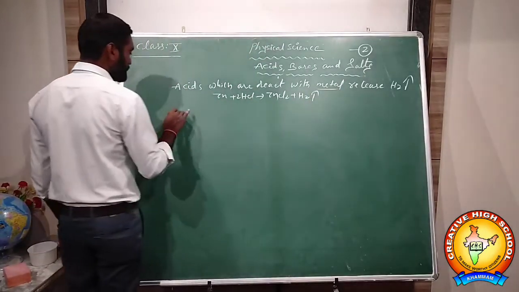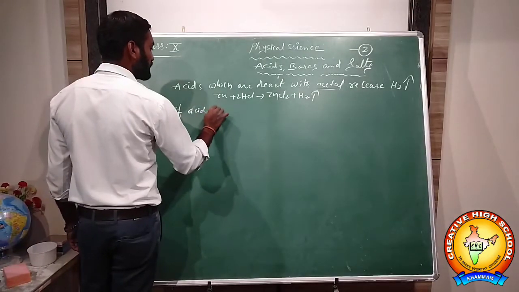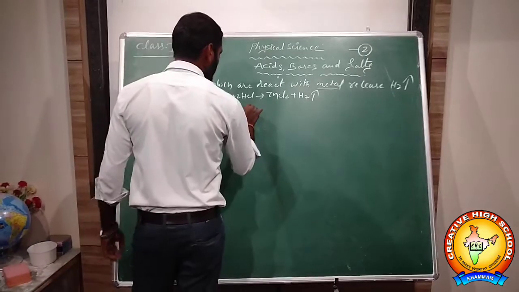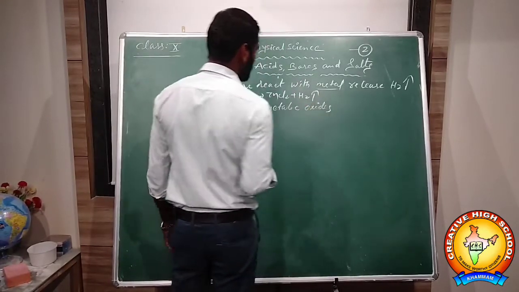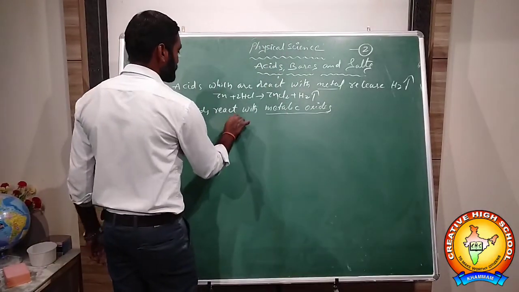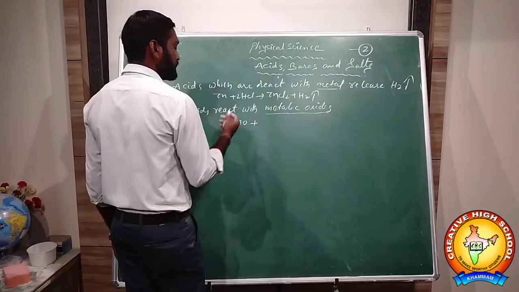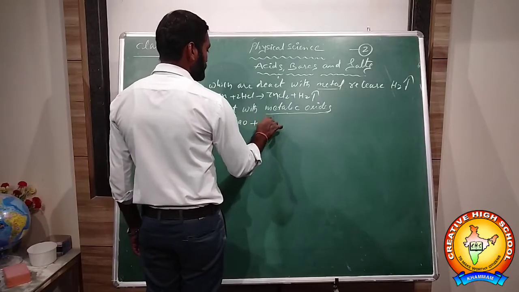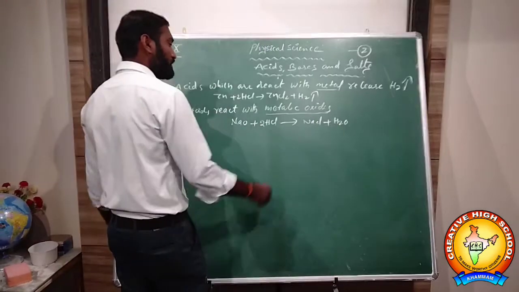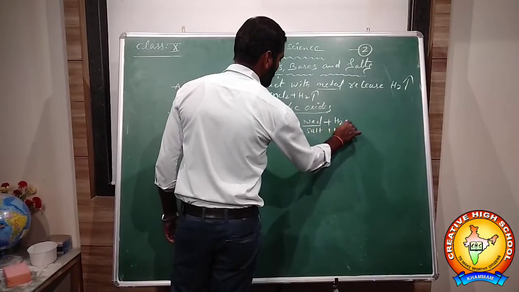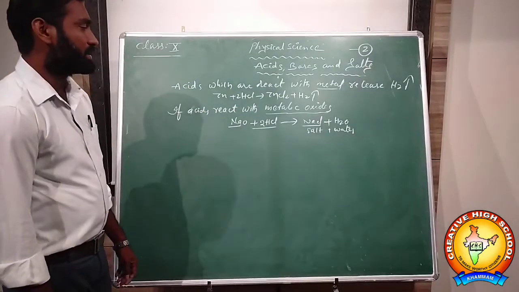So what will happen if acids react with metallic oxides? Take metallic oxides like sodium oxide, Na2O, or calcium oxide, CaO. They react with HCl and give rise to NaCl plus H2O. They form their salt plus water. So any metallic oxide which reacts with the acids forms its metallic salt plus water.